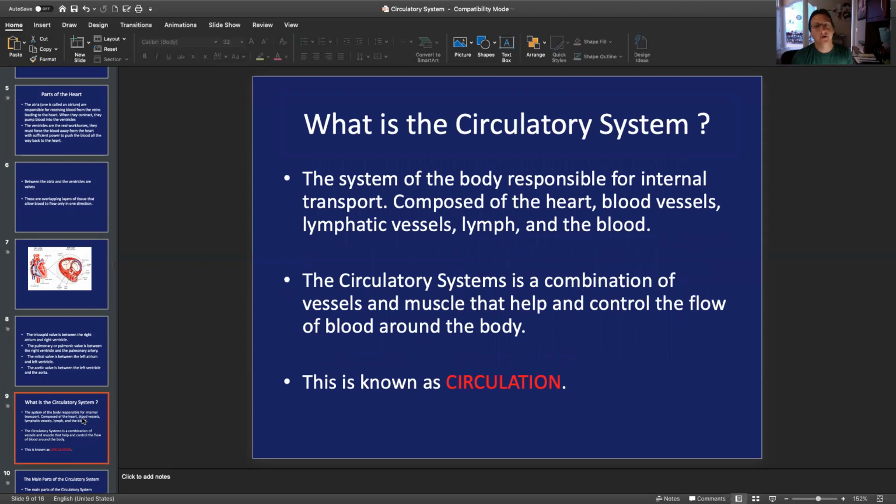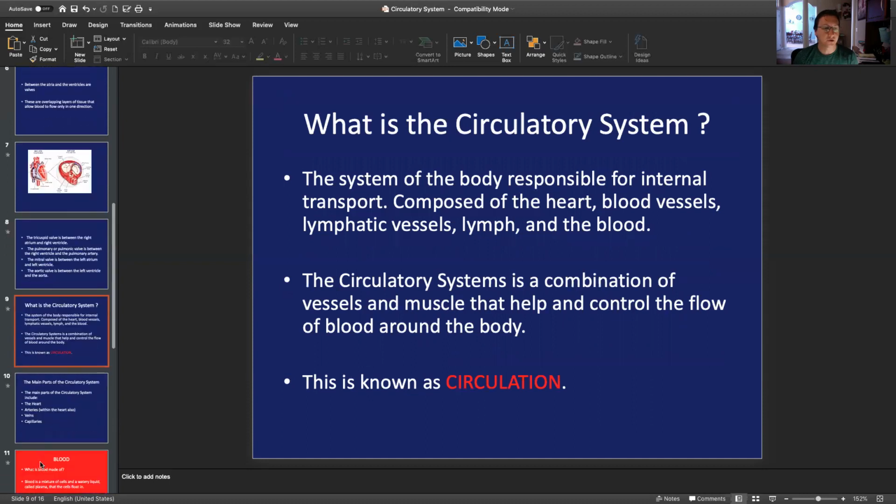And so this may come in handy for you soon. So what is the circulatory system? Obviously, it's responsible for that blood transport, right? It's composed of the heart, blood vessels, lymphatic vessels, lymph, and the blood. It's a combination of vessels and muscle that help and control the flow of blood around and through your body.